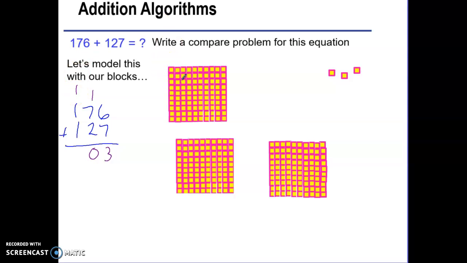All right, it takes 10 flats to make a cube. I only have 3. So I don't need to group them up, and I'm going to get 3 right here. 303 is the answer to that question.